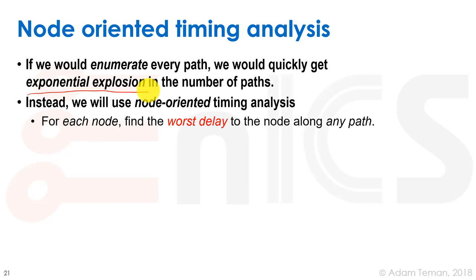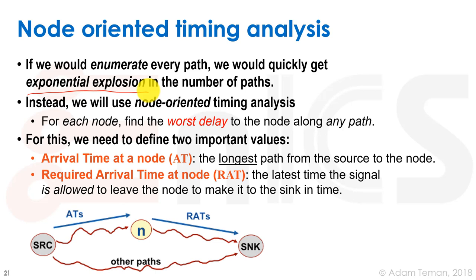Instead, we'll use this node-oriented timing analysis that looks at the worst delay for each node along any path, and thereby is able to find what the worst path is. For this, we need to define two important values. One is arrival time at a node, or AT, and this is the longest path from the source to the node. So we have the source, we have some sort of a node n, and the AT is the arrival time, the longest path to get to node n.